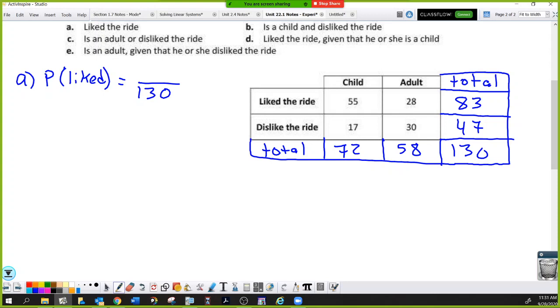But what's the numerator? 83. Good. And that is about 0.638. Yeah, so almost 64% of the people like the ride.